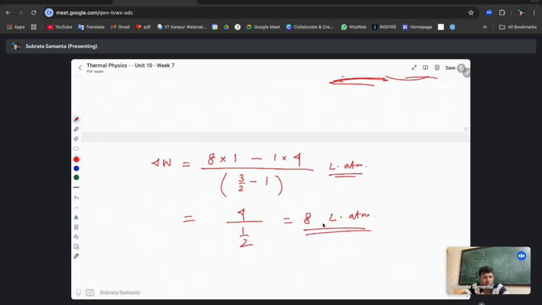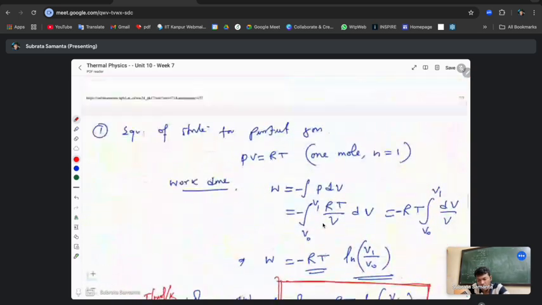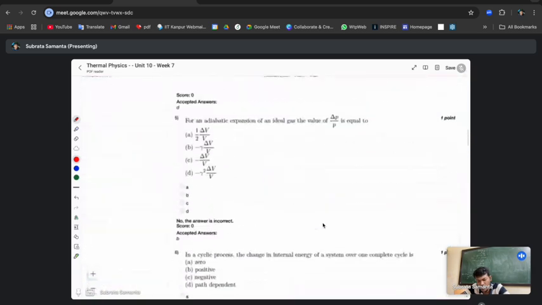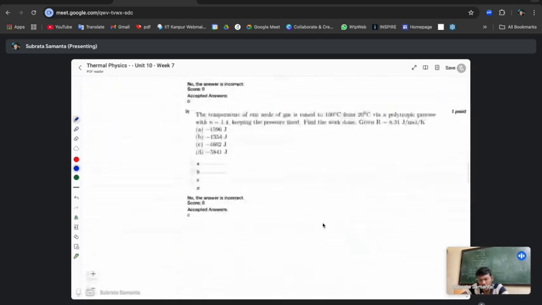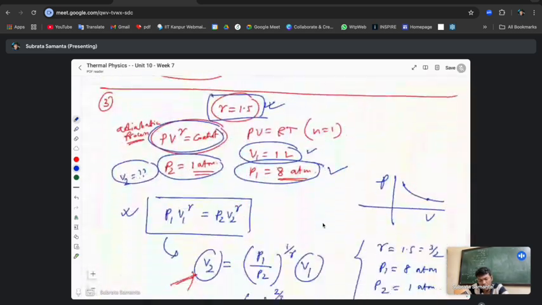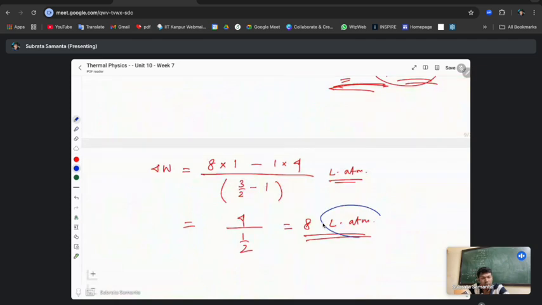But in the given problem, let's go back to the problem. You have to calculate the work done in joule during the adiabatic expansion. But we calculated the work done in liter atm units. Okay? How do we convert it into joule?